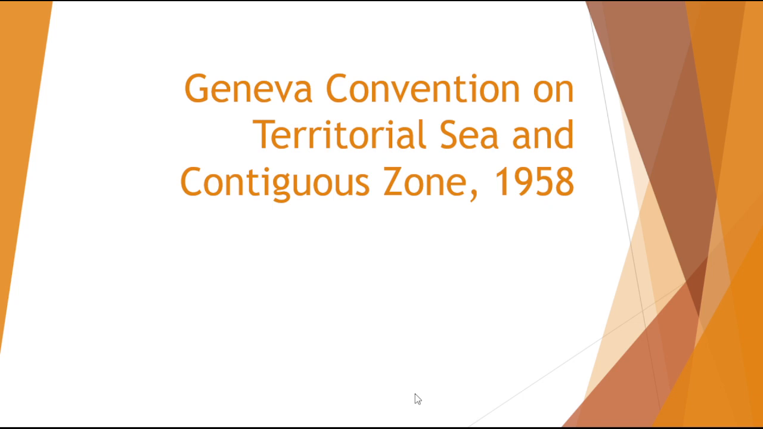The Geneva Convention on Territorial Sea and Contiguous Zone 1958 is part of UNCLOS 1, which had 4 conventions. Out of these, one is this convention. UNCLOS 1 was held in 1958. This is one of the main conventions out of the 4, right?